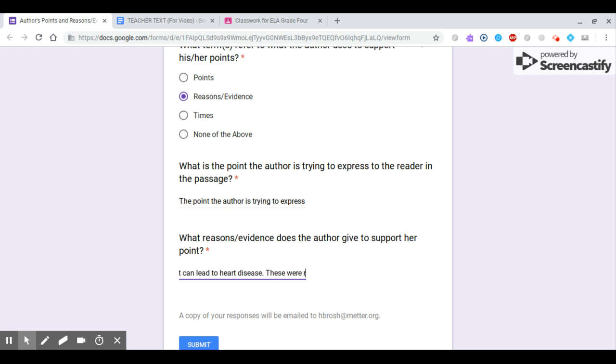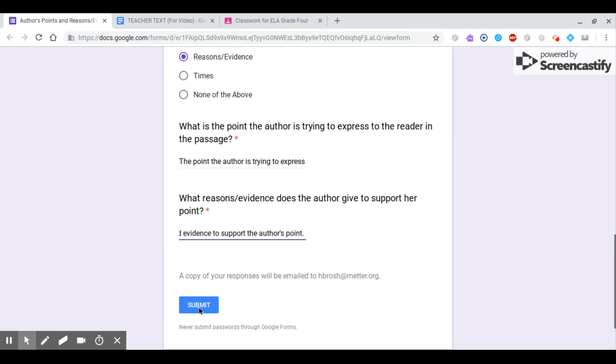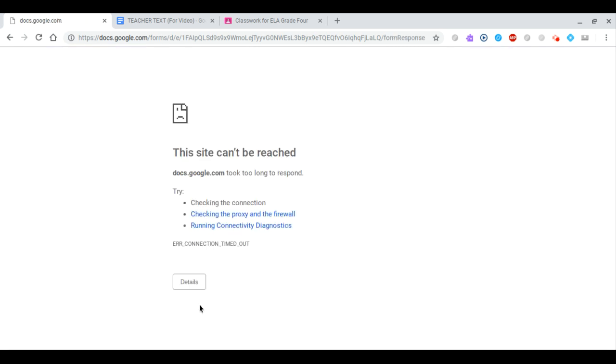These were reasons and evidence to support the author's point. And that last sentence just kind of wrapped it up. All right, now that I have finished, I will submit my answers. Okay, so it's not going to let me submit because I am actually the person who made the quiz. So I'm going to go back, or it might let me. Let's see.